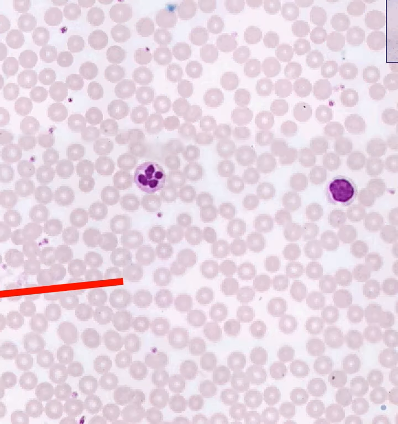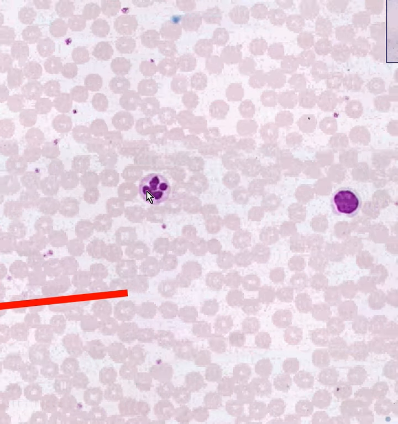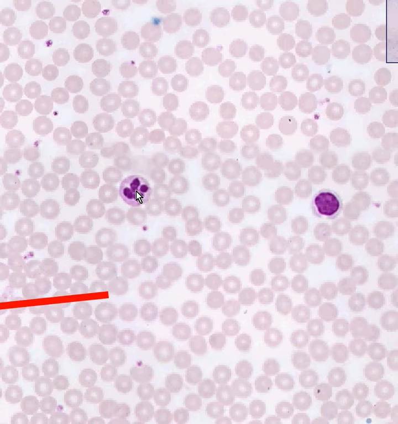By far, the most common type of cell is a cell which has more than one lobe, which is why it's called a polymorphonuclear cell. They're also called polys. They're also called neutrophils. They're also called neutrophilic granulocytes. And this is a classical neutrophil having more than one lobe.